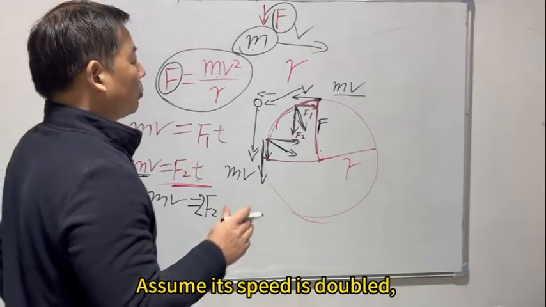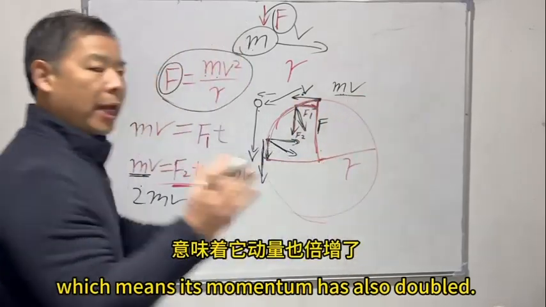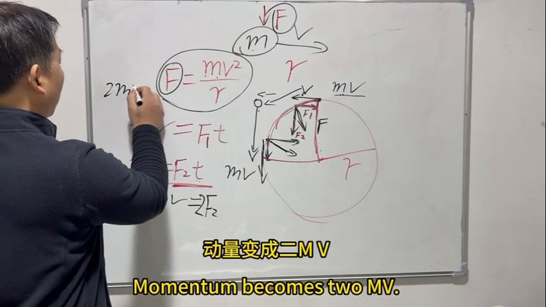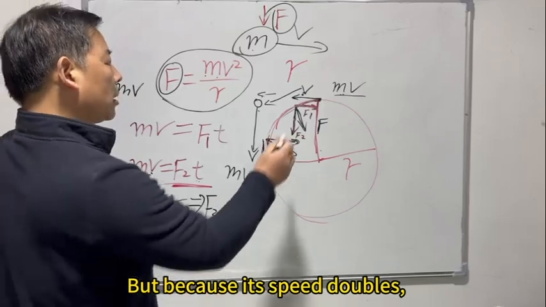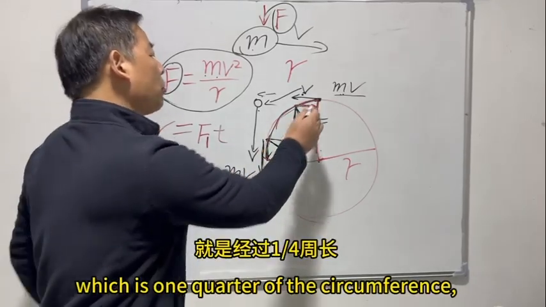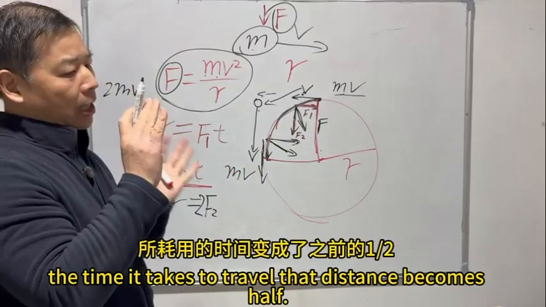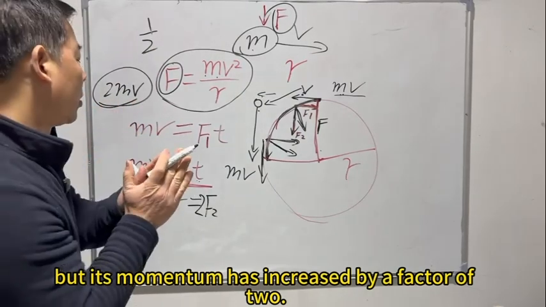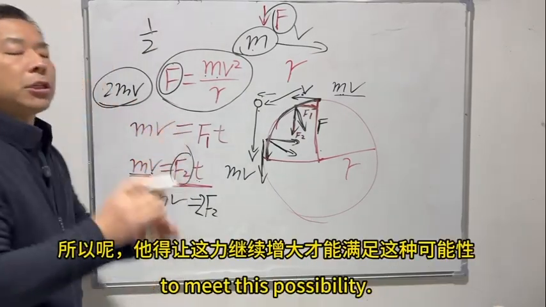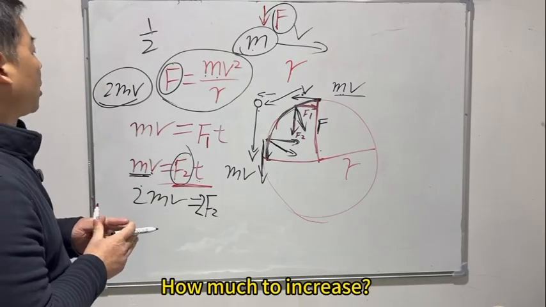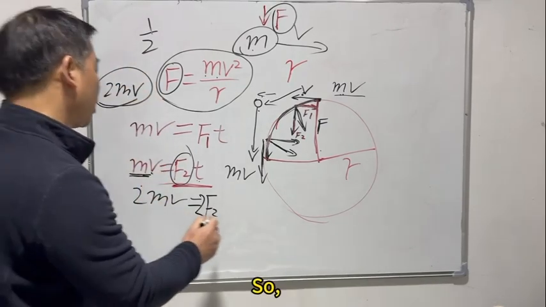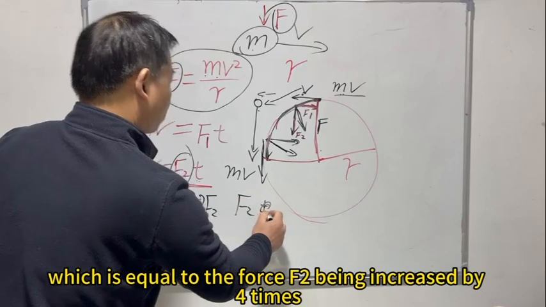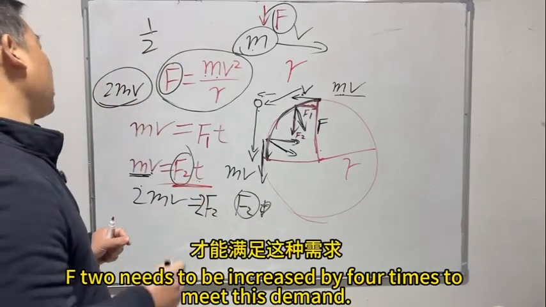Assume its speed is doubled. That means its momentum has also doubled, becoming 2mv. But because its speed doubles, the time it takes to travel this distance, 1/4 of the circumference, becomes half. Time has decreased, but its momentum has increased by a factor of 2. So it has to increase the force continuously. To meet this, how much to increase? It can only be increased by 4 times. So the force F2 needs to be increased by 4 times to meet this demand.